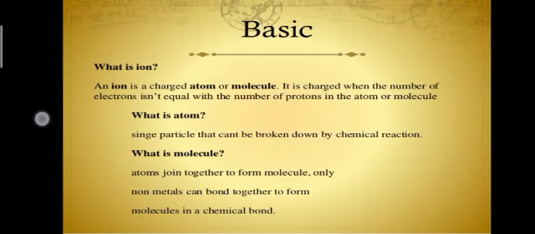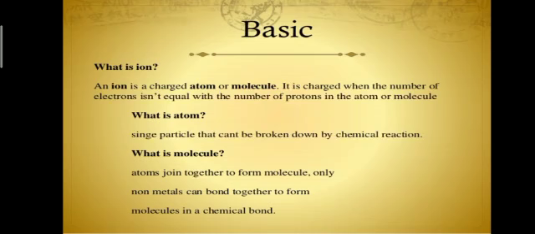Next is ion. The particle that carries an electric charge, positive or negative, due to the loss or gain of one or more electrons is called an ion. There are two types of ions, that is cations and anions. The cation carries positive charge and the anions carry negative charge.